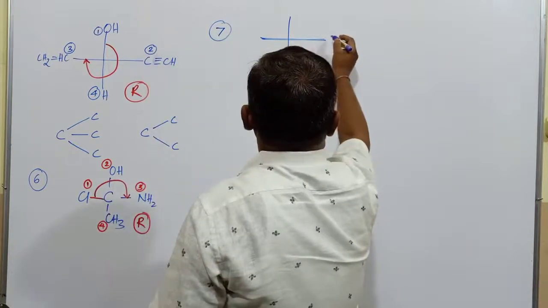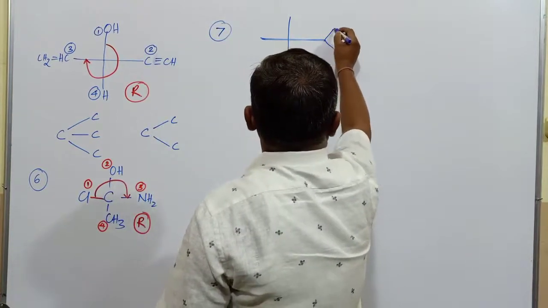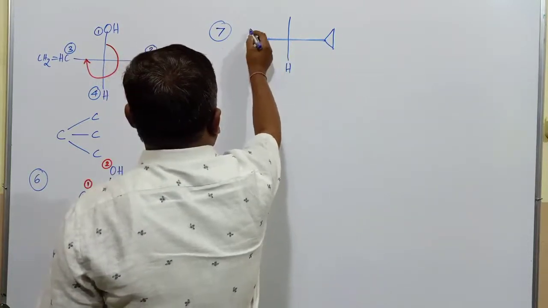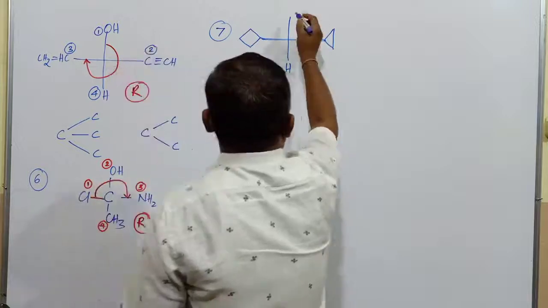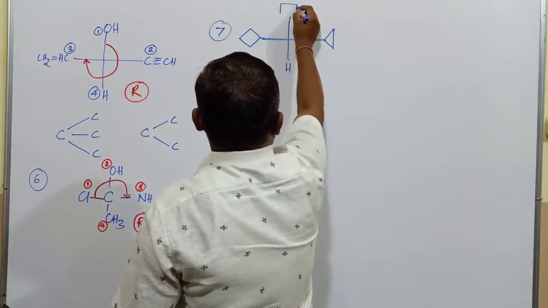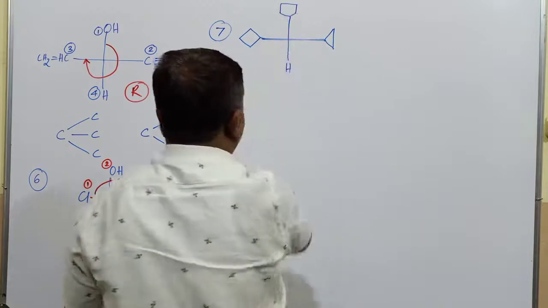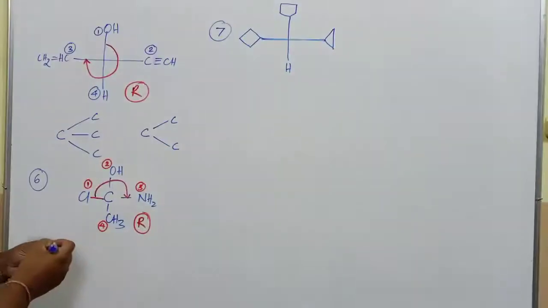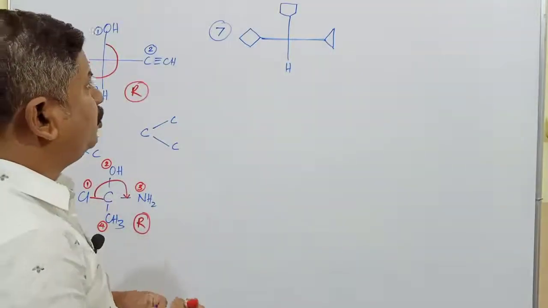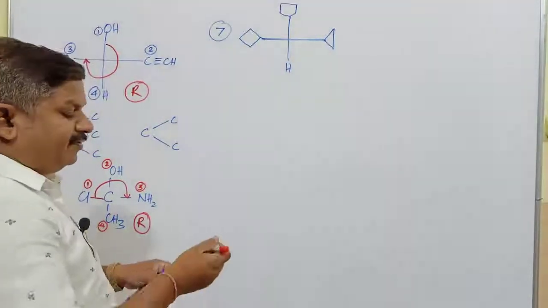So this is one particular group containing the three carbon atoms, the cyclopropyl group, and this is going to be another one, the cyclobutyl group, and another group we'll consider here is called the cyclopentyl group. Now what is the configuration assigned to this particular structure, whether it is showing R configuration or S configuration?